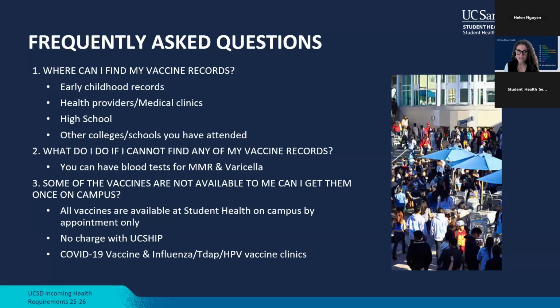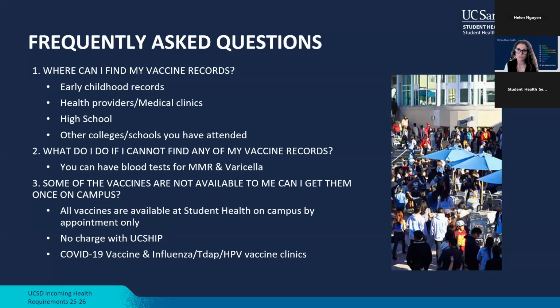So a few frequently asked questions. People often want to know where they can find their vaccine records. You can look in your high schools, other early childhood education centres, your healthcare providers, clinics you've attended, paediatricians, or other colleges that you have been to if you're coming in as a grad student. So those are all good places to go.